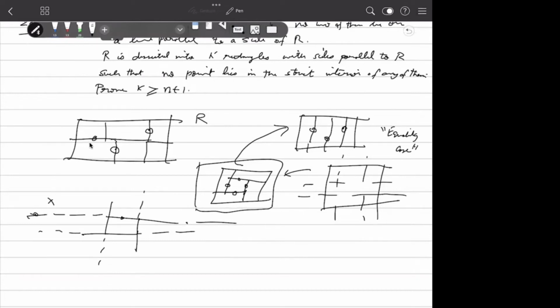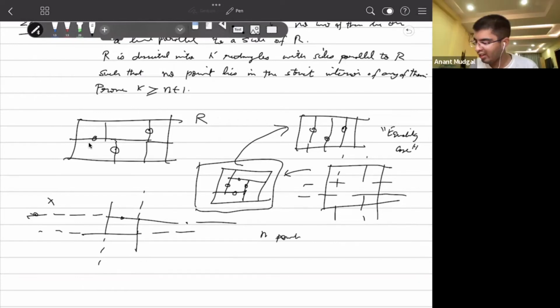So what is the obvious thing you have? Can you say something obvious? You need at least n lines. Yes. If you have n points, then you need at least n lines because of the pigeonhole principle, right? Okay, so with n points, you need at least n lines.